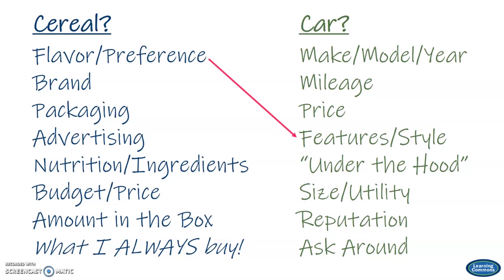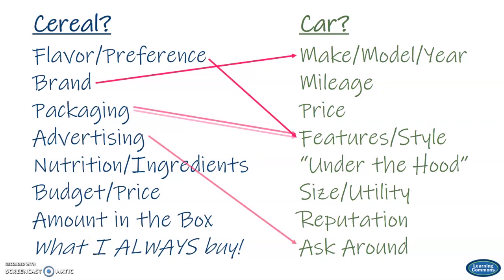A cereal's flavor and a car's features or looks are similar. They both focus in on our personal preferences. On both lists, we prioritize the brand of the item being considered too. Advancing through the list, we can see the cereal packaging is sort of like the looks of the car as well. And advertising? It's like asking around to friends or even paying attention to a car's reputation or commercials we see on TV.